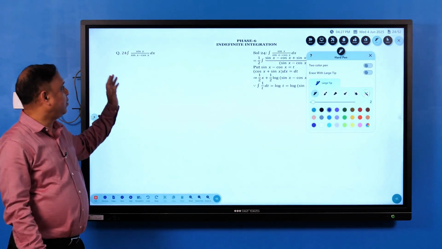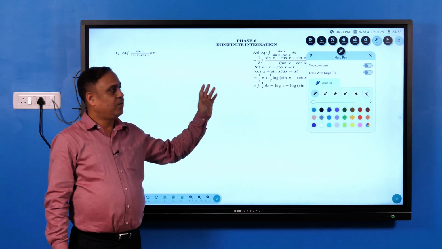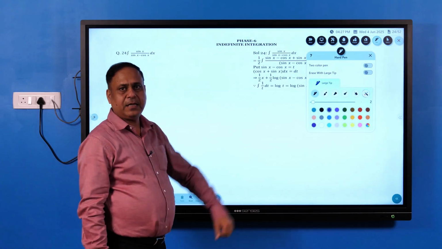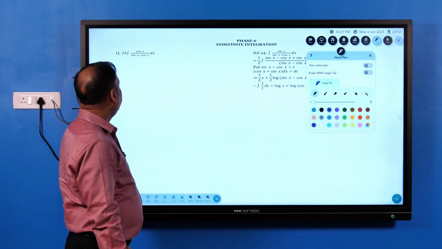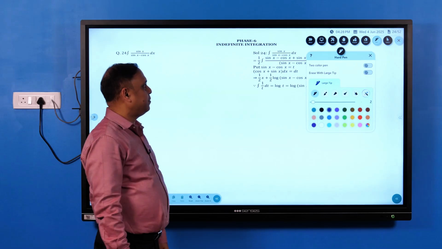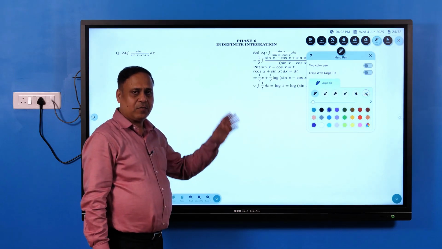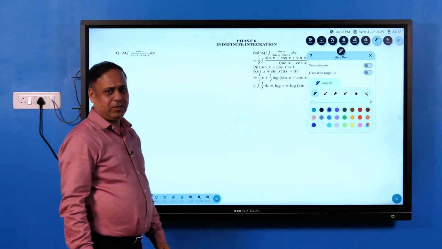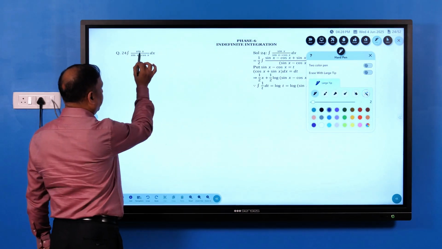Now come to question number 24, exercise 1, phase 6, indefinite integration, mathematics. Integration of sin x upon sin x minus cos x. A similar question has come earlier also, I think 20 or 21 number question. Multiply by 2, divide by 2.